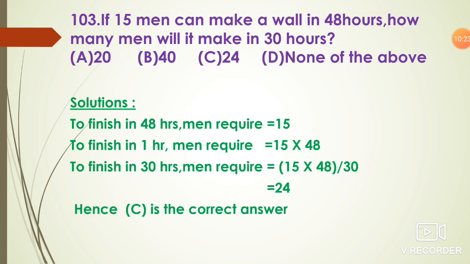Question number 103. If 15 men can make a wall in 48 hours, how many men will do it in 30 hours? It will be the unitary method. To finish in 48 hours, we need 15 men. To finish in 1 hour, we need more men, so it will be the product of 15 and 48. Similarly, to finish in 30 hours, we need less manpower, so it will be divided. That's why the answer will be 15 into 48 by 30. That means 24. Hence, C is the correct answer.